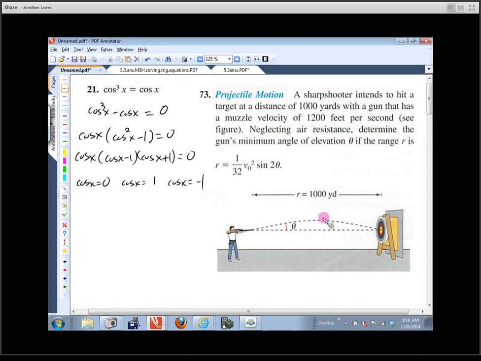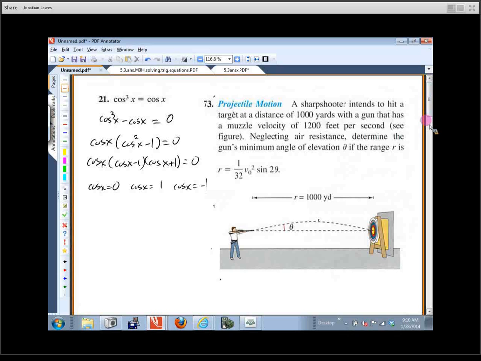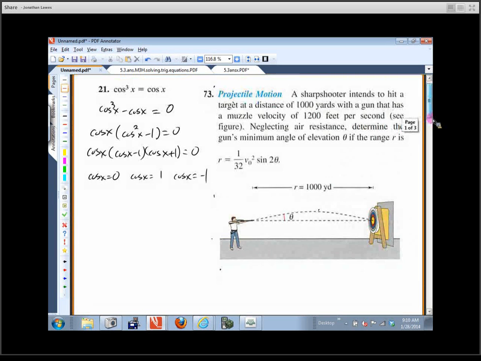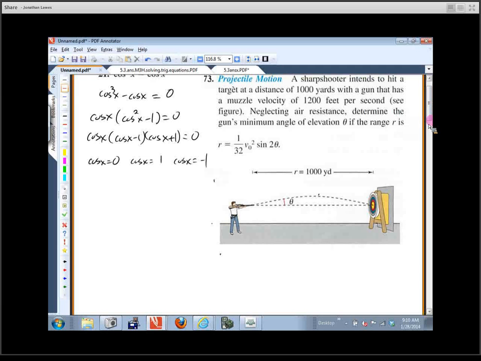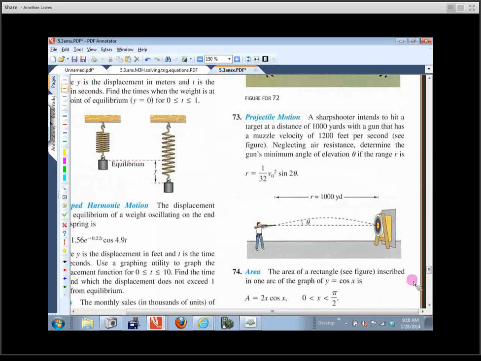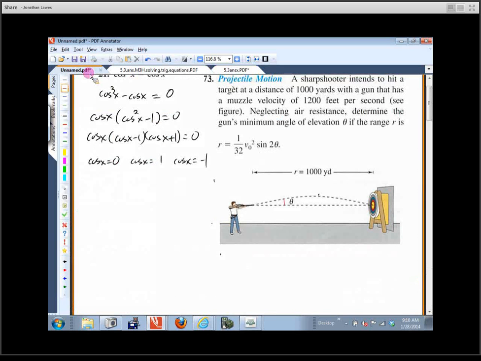Did anybody do 73? Tried? Okay. Has anybody in here had a physics class? Okay. So here's what we've got here. It says a sharpshooter intends to hit a target at a distance of 1,000 yards with a gun that has a muzzle velocity of 1,200 feet per second. See the figure. Neglecting air resistance, determine the gun's minimum angle of elevation in order to hit that target. Okay. I think I lopped off some of the stuff below, didn't I? Nope, there's nothing. Oh, it just says that's the equation. Okay, perfect. What does R stand for?